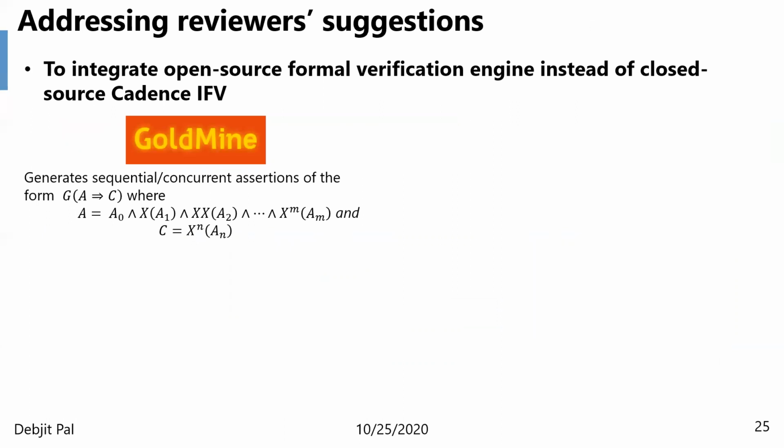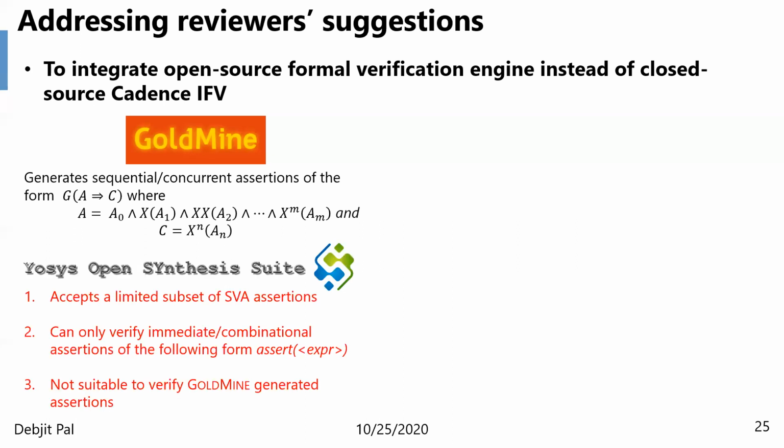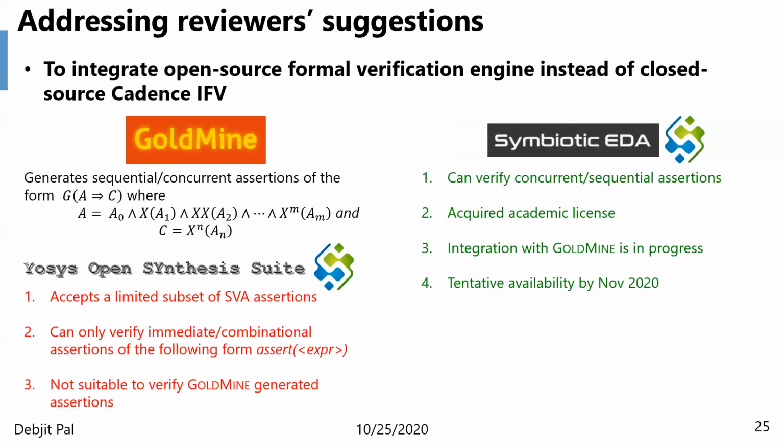Finally, addressing a few reviewer suggestions: our tool intimately depends on formal verification engines that are available commercially. The reviewer suggested to make it dependent on an open source tool. But since GOLDMINE generates assertions in sequential format, we couldn't use the open source Yosys open synthesis suite. But recently we have acquired an academic license from Symbiotic EDA, and we are working on integrating the Symbiotic EDA Yosys formal engine with GOLDMINE so that the dependence on Cadence IFV can be removed. We expect that this will be available by November 2020.